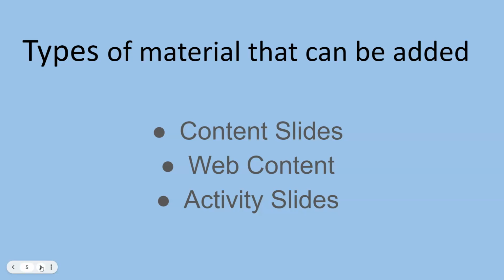Other types of material that can be added are content slides, web content, and activity slides. Content slides are basic slides with things like text and photos. Web content is where teachers can get really creative. For example, they could add in a 360-degree video of pyramids in a Nearpod lesson about ancient Egypt. Nearpod also plays well with other sites, especially Google Slides, so any information that teachers previously curated in another app or on another site can easily be added to a Nearpod lesson.